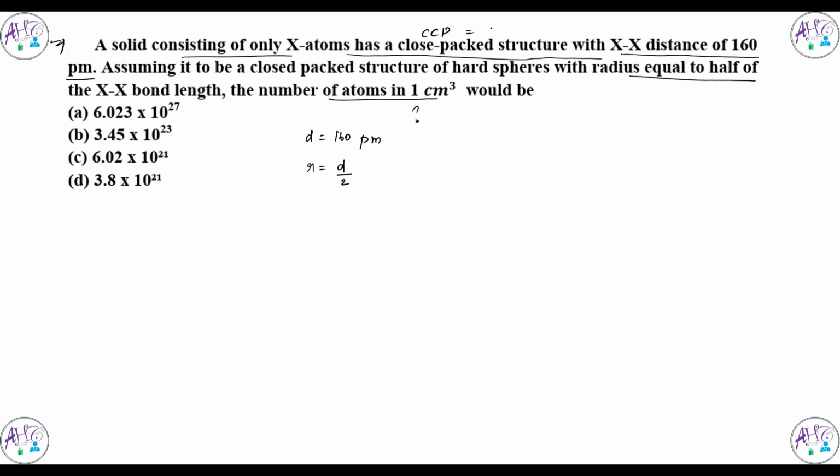We know that your CCP is almost equal to your FCC system. So the radius for your FCC, that is 4 times the radius along the face diagonal. So 4r is going to be equal to root 2a. Okay, so your radius is going to be equal to root 2a by 4.